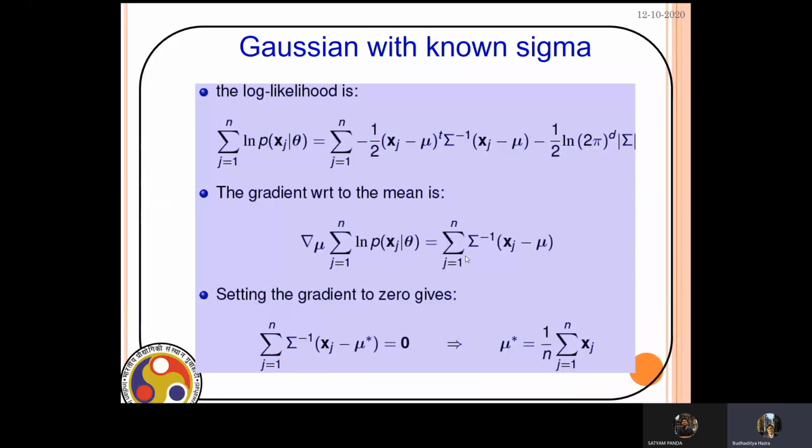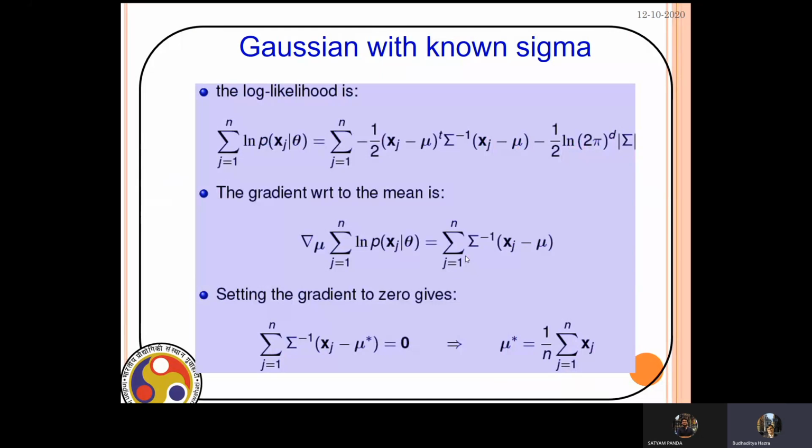So let us say I have a Gaussian distribution with known sigma. So basically what we want is to find the estimate of mu. Here this is given in terms of the vector notation, that is the joint distribution, right?